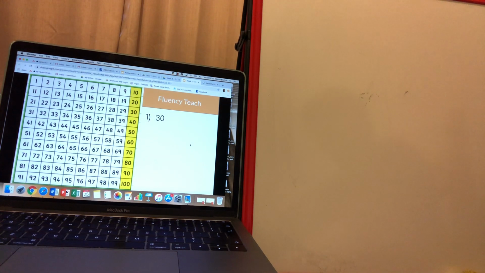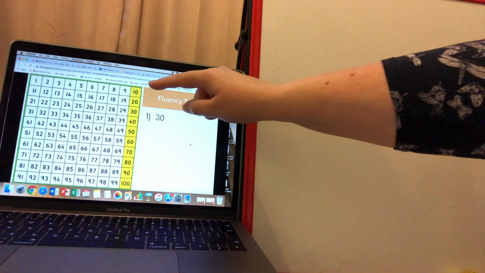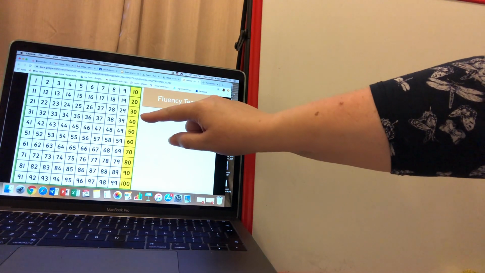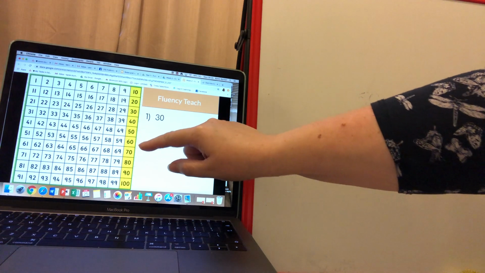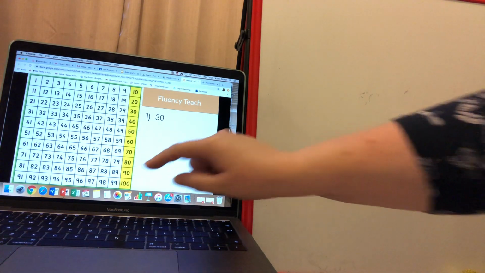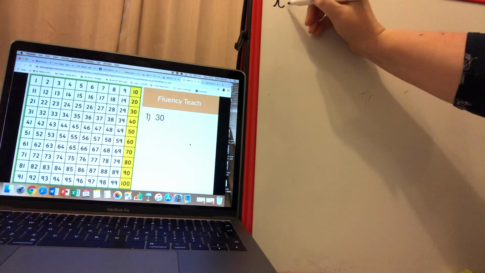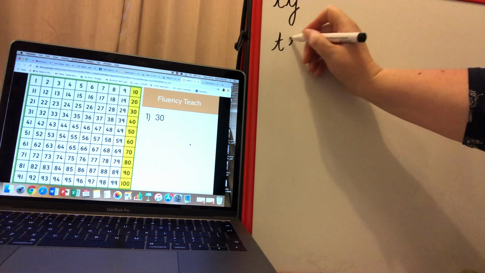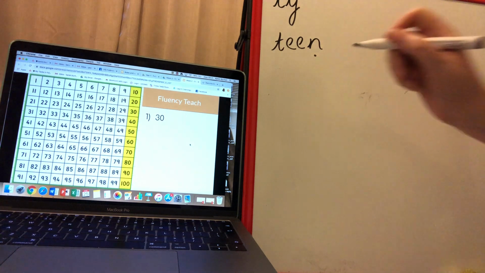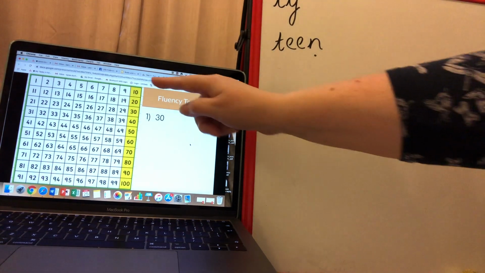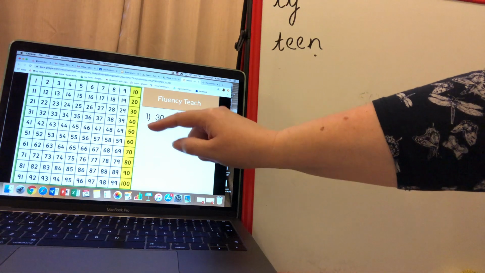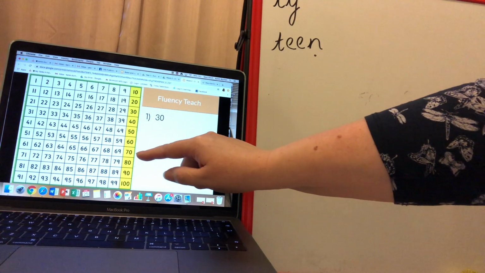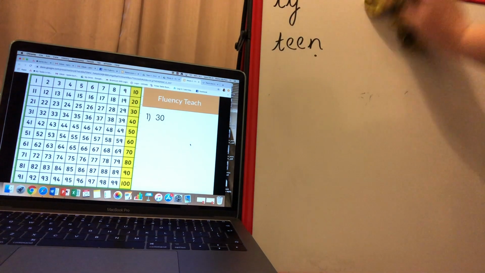So can you have a go? Can you count to 100 in tens with me? 10, 20, 30, 40, 50, 60, 70, 80, 90, 100. When you're saying these numbers, make sure you're saying them properly. They all end with T. Well, not all of them, most of them. It's not T-een. There's no N on the end of these numbers. Okay, so 10, 20, 30, 40, 50, 60, 70, 80, 90, 100.